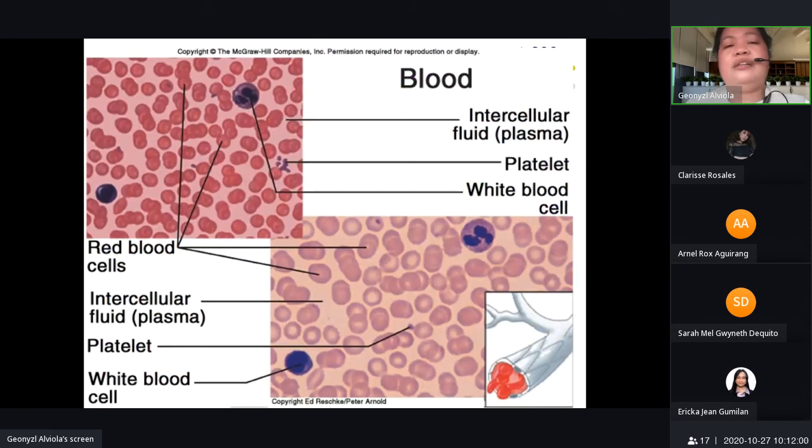So this is the blood composed of platelets. So we have here the platelets. Maliit lang ito. This is the intracellular fluid called the plasma. And itong circular pale color, you have the monocyte or the red blood cells. And the purple one with different nuclear shape, ito yung white blood cells. Another type of white blood cells.